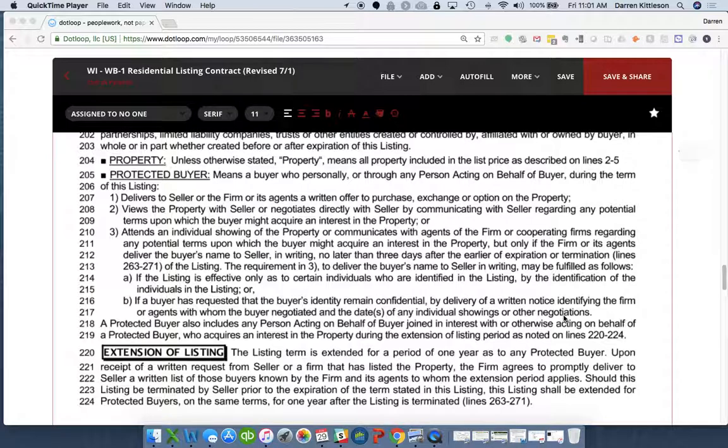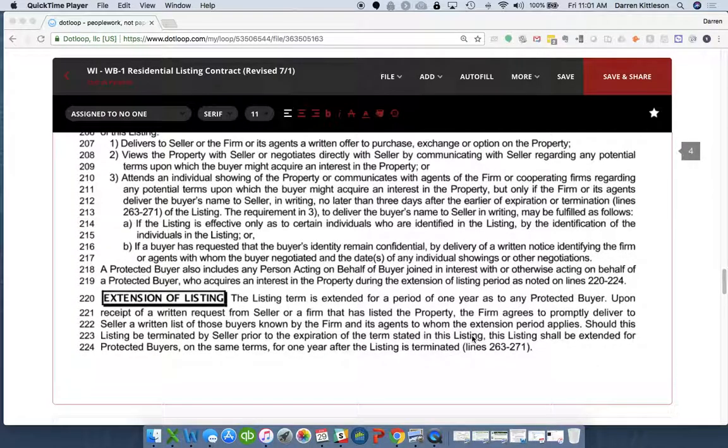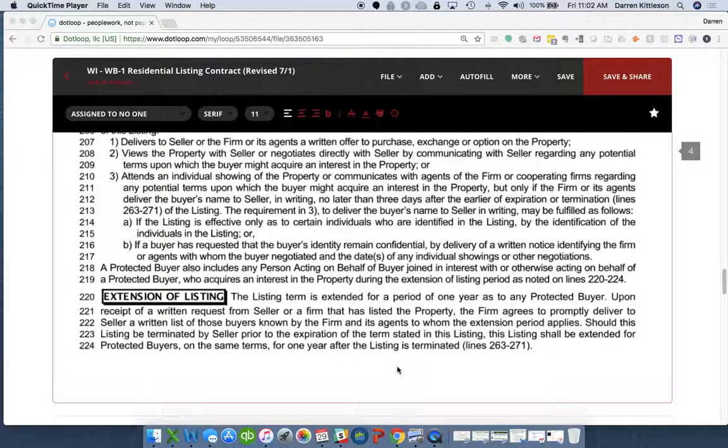Now, line 218 says a protected buyer also includes any person acting on behalf of the buyer, joined in interest with, or otherwise acting on behalf of a protected buyer who acquires an interest in the property during the extension of the listing period as noted on 220 to 224. So this protected buyer idea comes into this next paragraph where it talks about an extension, and it says the listing term is extended for a period of 1 year as to any protected buyer. Upon receipt of a written request from the seller of a firm that has listed the property, the firm agrees to promptly deliver to the seller a written list of those buyers known by the firm and its agents to whom the extension period applies.